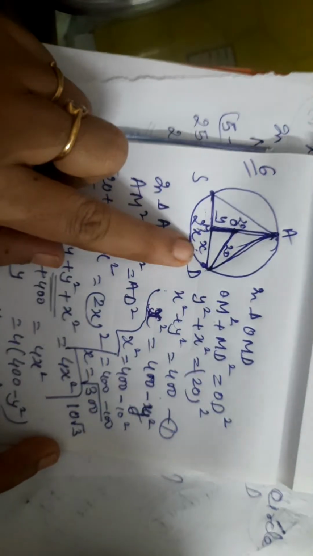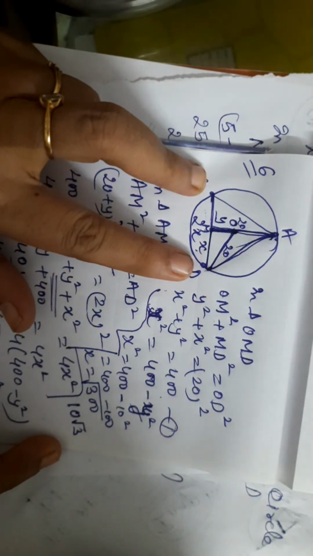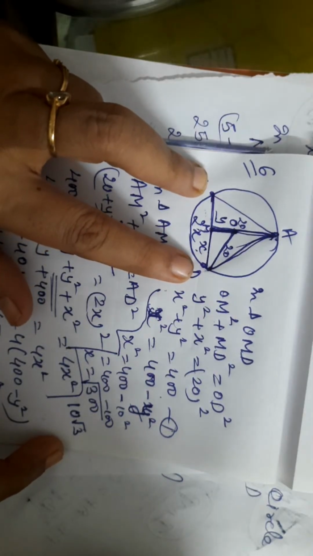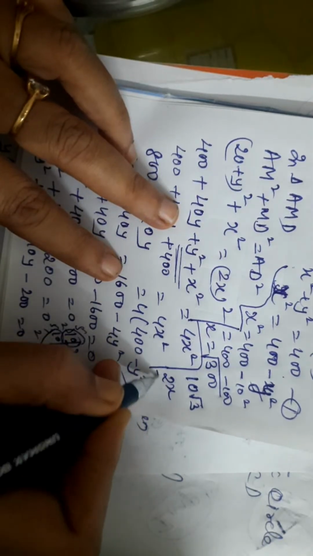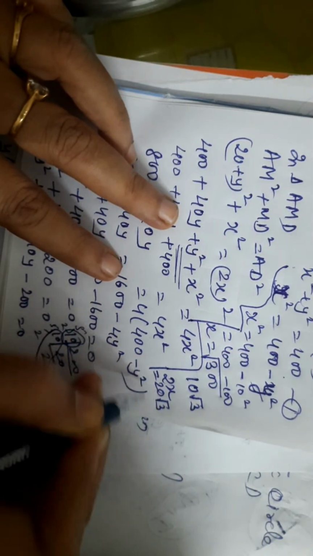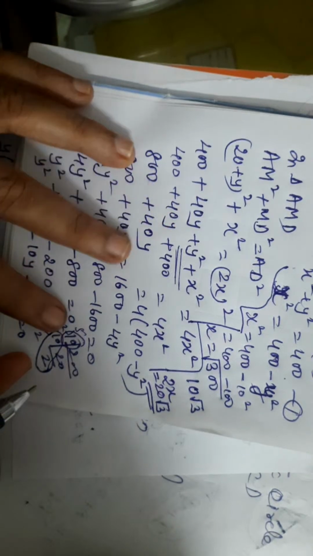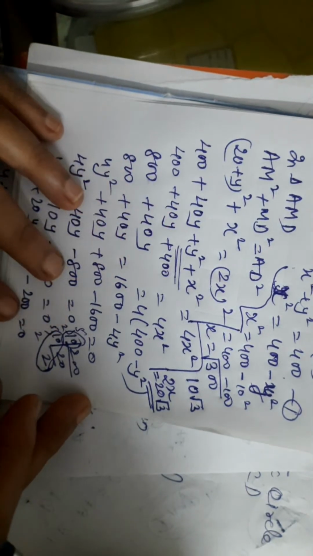X we got 10 root 3. We need to find out the value of 2x. So 2x will be 20 root 3. Therefore, 2x is 20 root 3. This is the distance between the friends. So this we completed with the exercise.